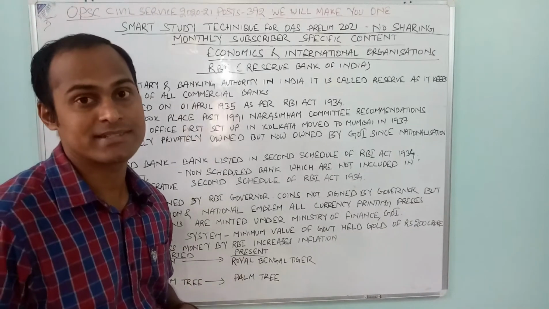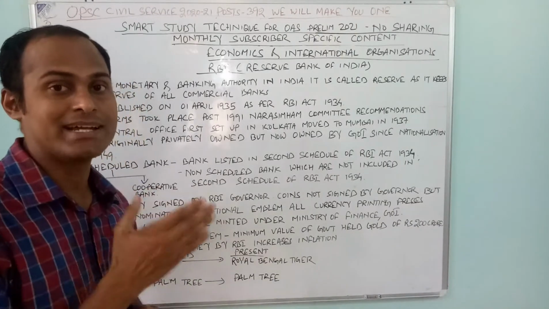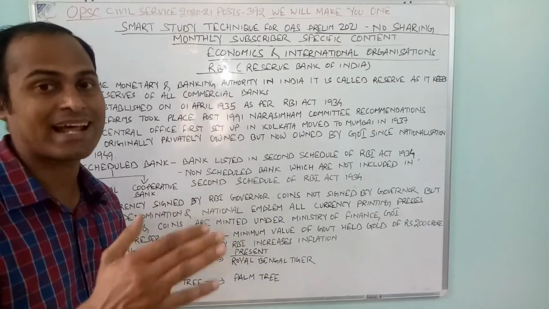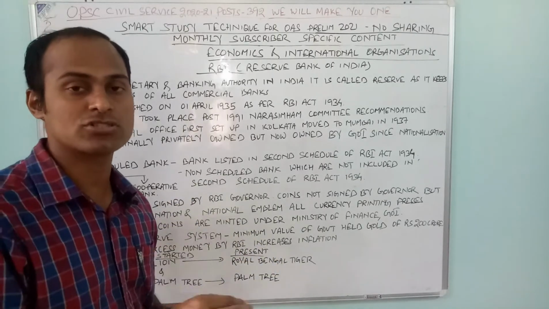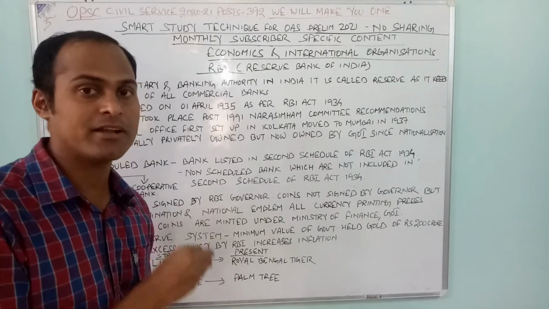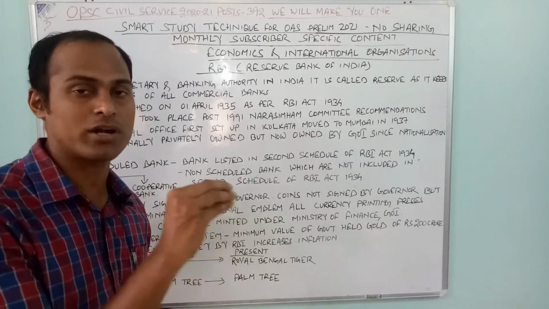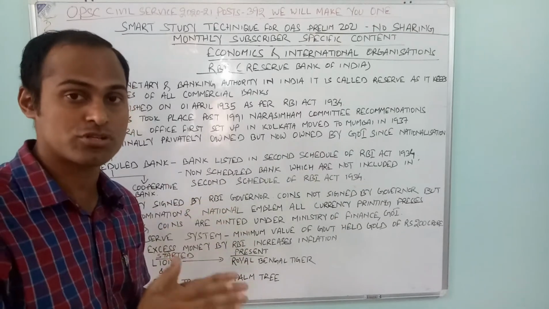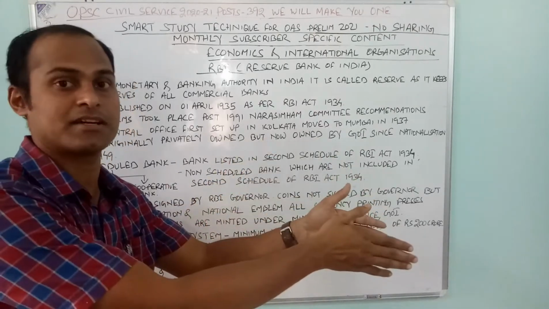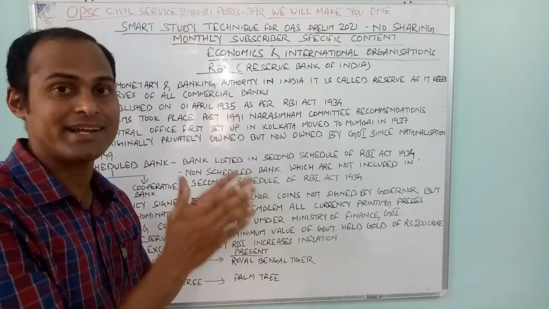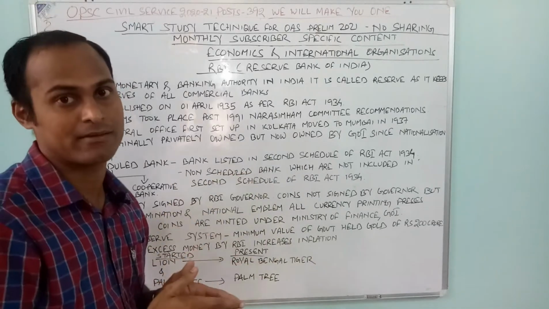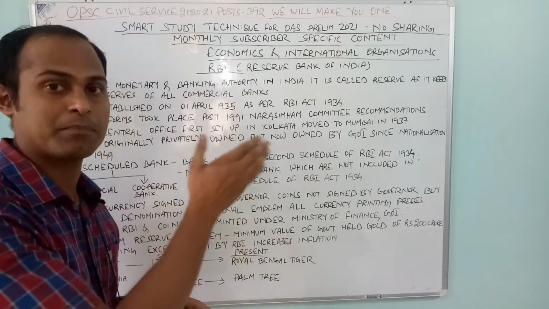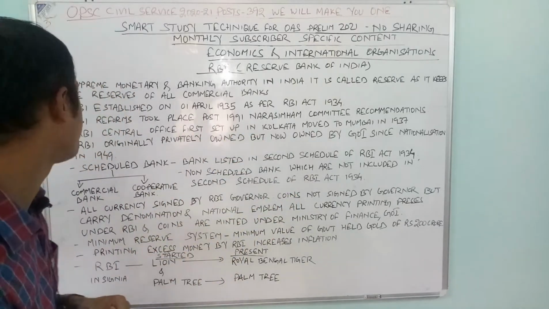Why is it called Reserve? Because it keeps the reserve of all commercial banks. There are commercial banks which function under RBI, and many of them keep a certain portion of their money with the Reserve Bank. That is why it is called the Bankers Bank, meaning all the bankers are dependent on RBI.